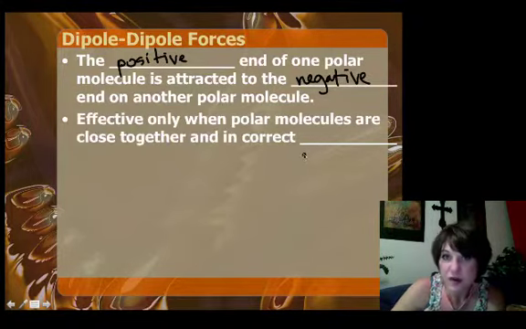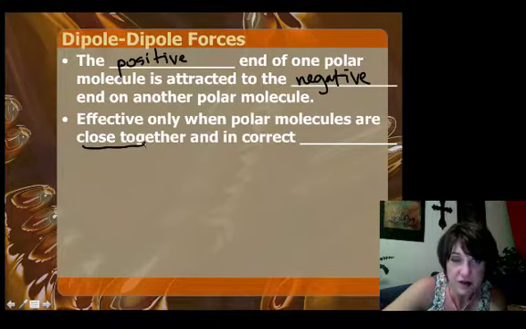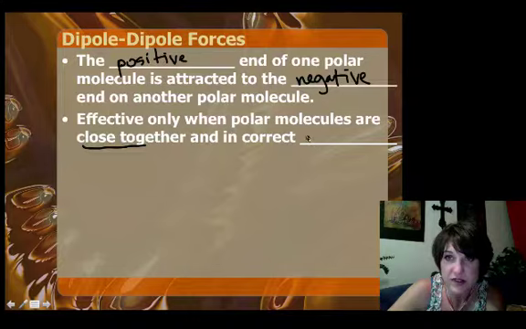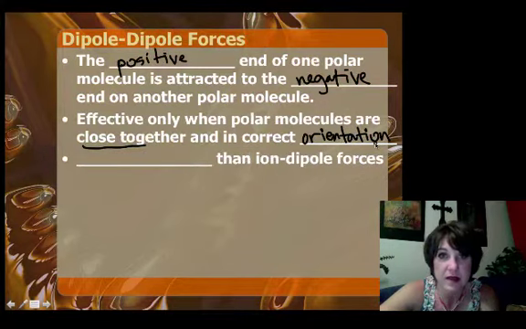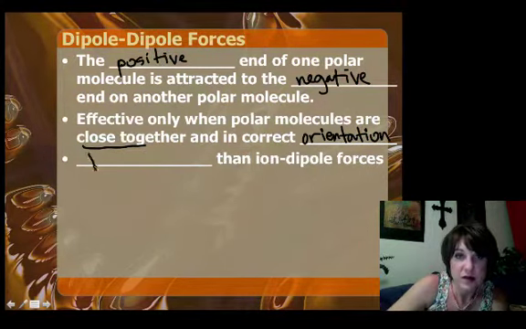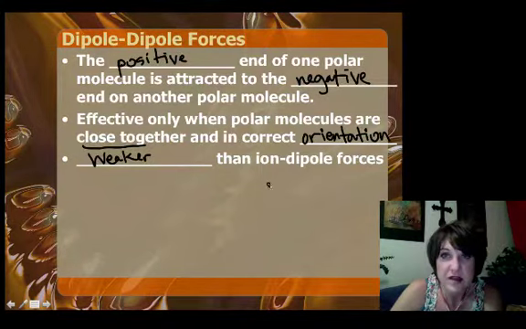These are effective only when the polar molecules are close together, first of all. Remember Coulomb's law, radius is important, distance between charges, and also they have to be in the correct orientation, right? Because if I get the two wrong sides put together, they're going to repel, like charges repel. These are going to be weaker than the ion-dipole forces are, because the ion would have a formal charge, whereas a dipole has only a partial charge.